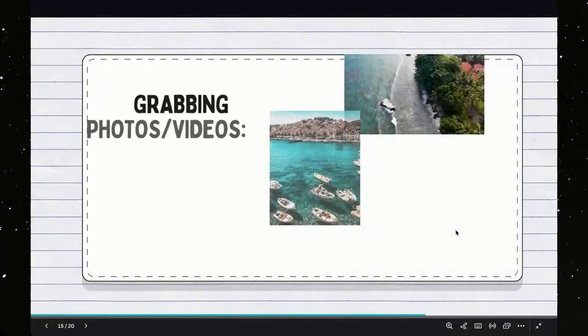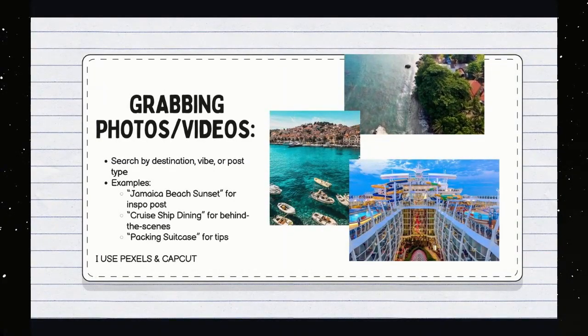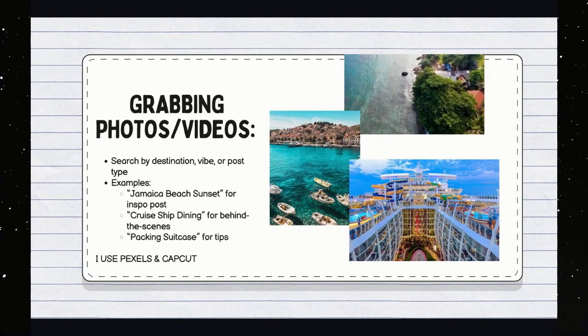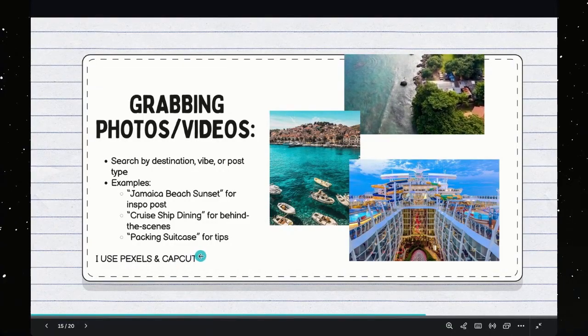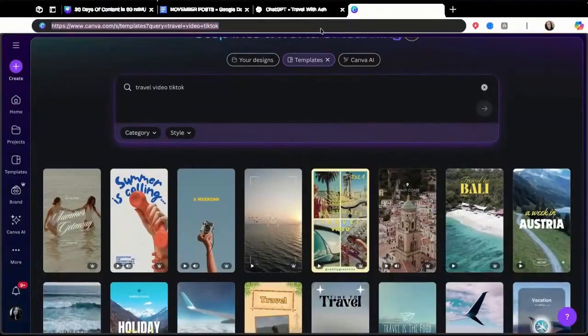Now the next part we would need to do is grab the photos and videos. I showed you where I like to get my videos from. I also like to use Unsplash and Pexels for the videos, and you can also use CapCut. CapCut's really good. I would use CapCut on my phone. I wouldn't use it on the desktop because you can't find the templates as easily.